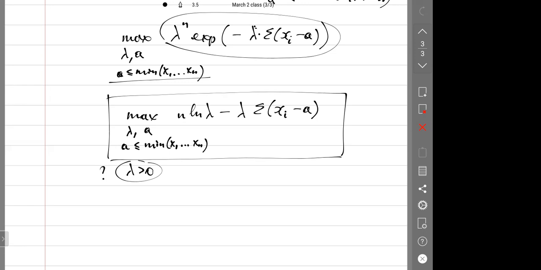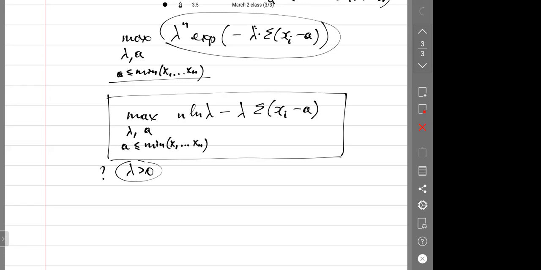So I'm ignoring it because the first order conditions are exactly like without this condition. That's why I'm ignoring it. If I obtain a negative lambda, I will say, oops, there are no solutions. If I obtain a positive lambda, I will say, oh, there is a solution. But I will not introduce a Lagrange multiplier for lambda.